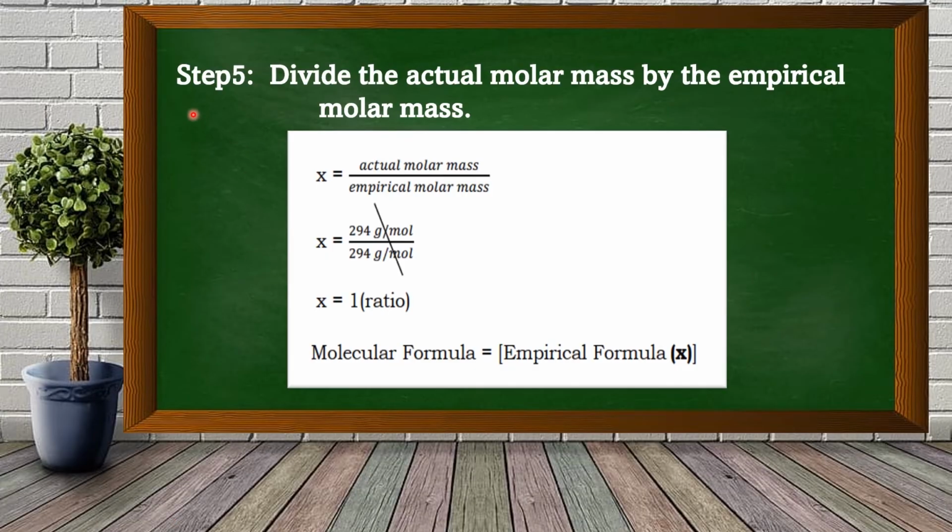Step 5, divide the actual molar mass by the empirical mass. The molar mass is already given, and your empirical molar mass is the one that you computed in step 4. So cancel out the common units, and the answer will become 1. So this one will be the ratio, which will be multiplied to the empirical formula.